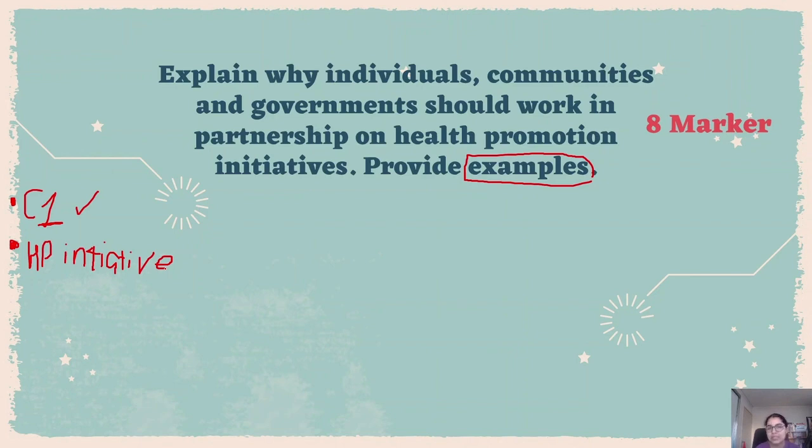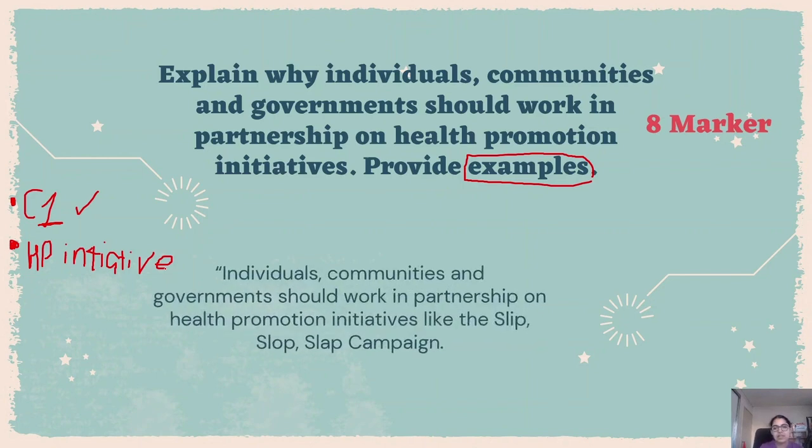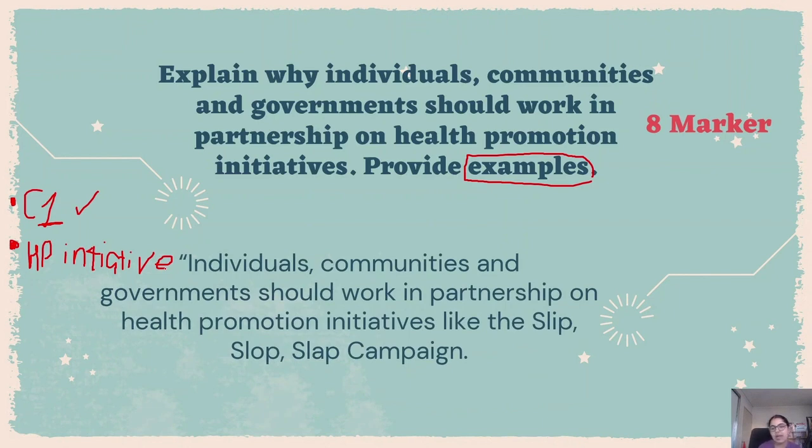So you should know these examples from a range of places in the syllabus, and you should be able to use them. Perfect. So let's have a look at the introduction for this. Individuals, communities, and governments should work in partnership on health promotion initiatives like the Slip Slop Slap campaign. You can use any example you like here, but here we're saying that individuals, communities, and governments can work in partnership for something like the Slip Slop Slap campaign.